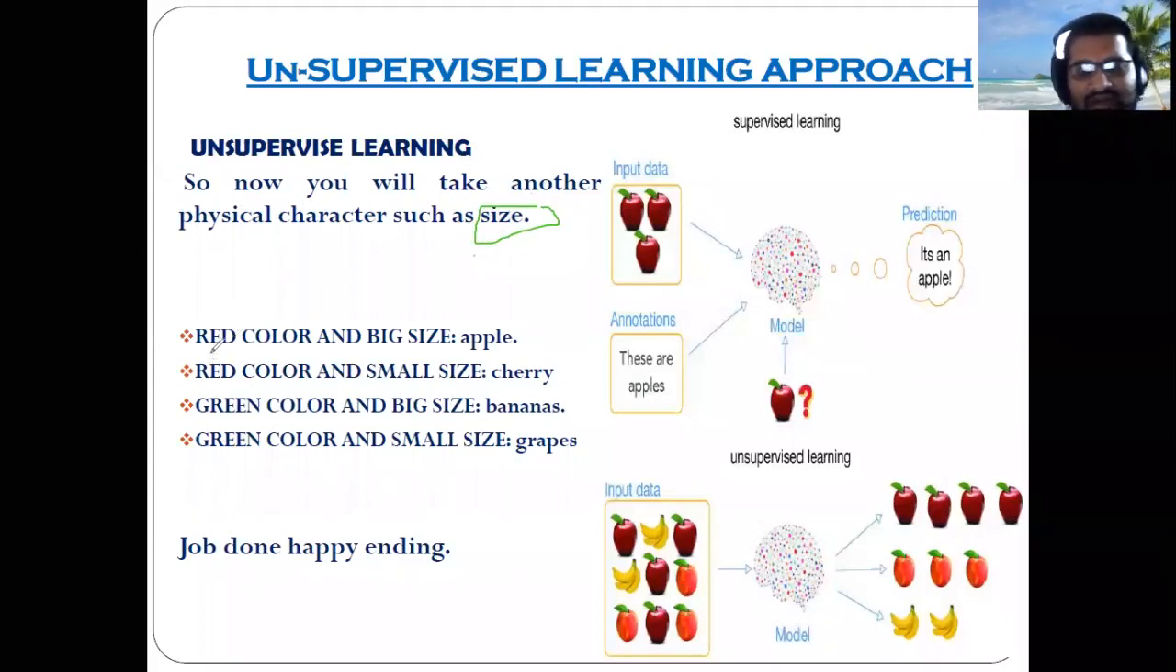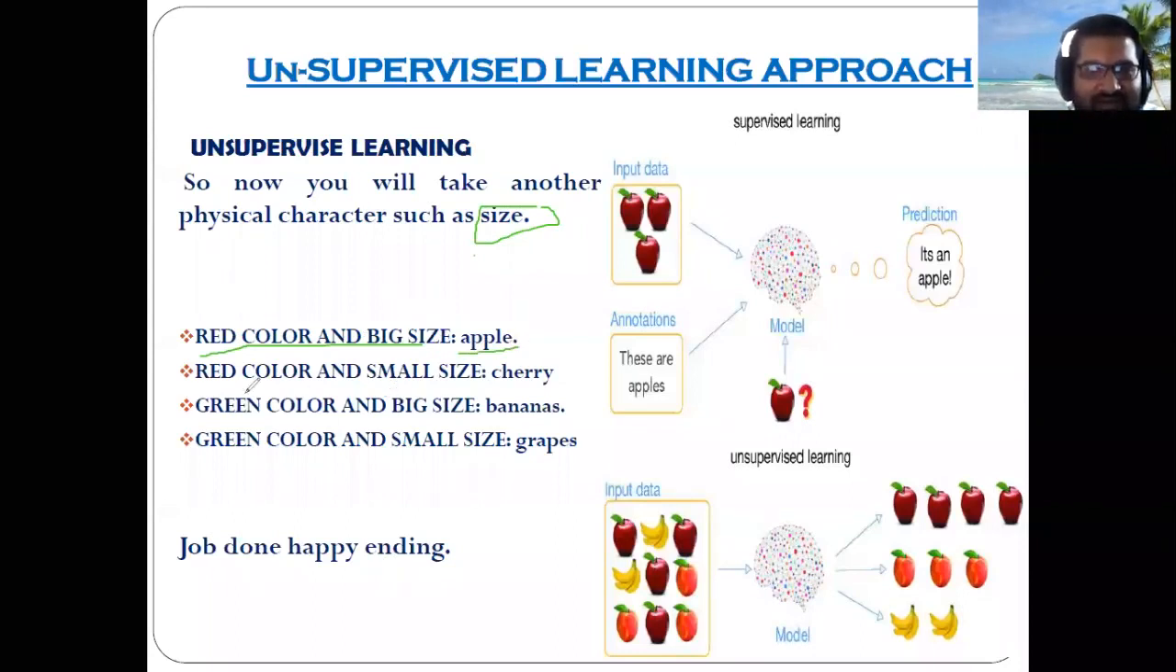Now, we'll combine those two characteristics. Which two characteristics? First we have seen the color, and now we are looking at the size, correct? Now we form the groups like red color and big size. Size can be big or small, two things, yes? Red color and big size. Under the red color and big size, which fruit comes?